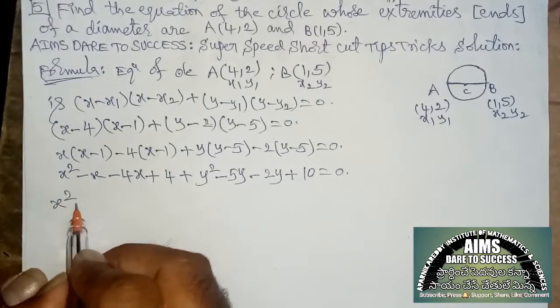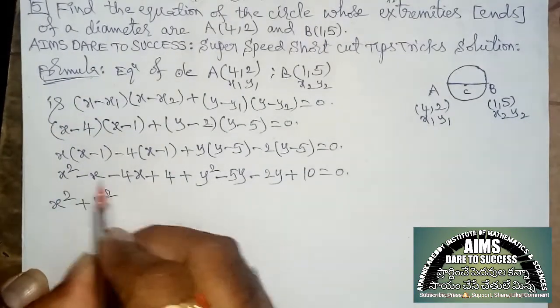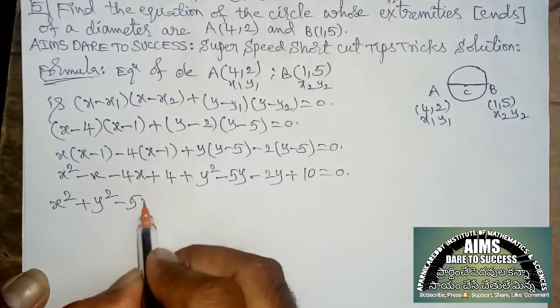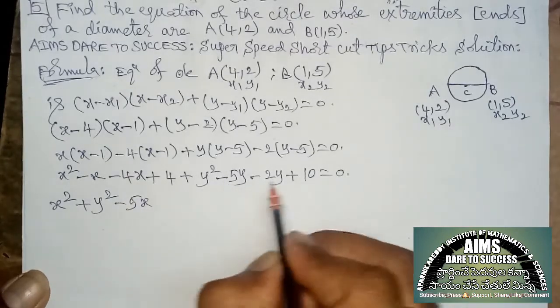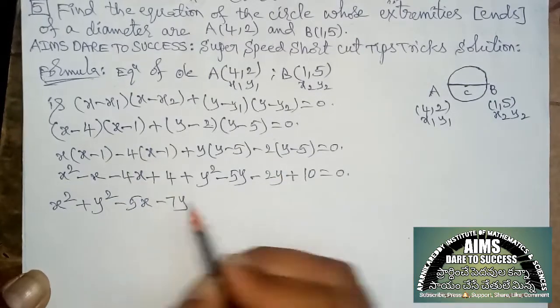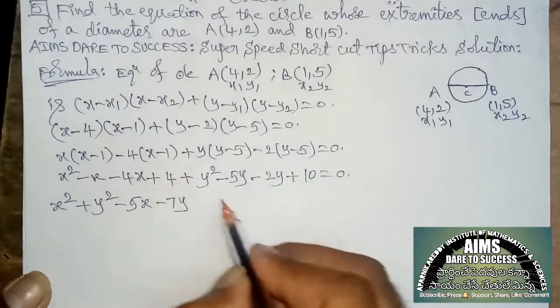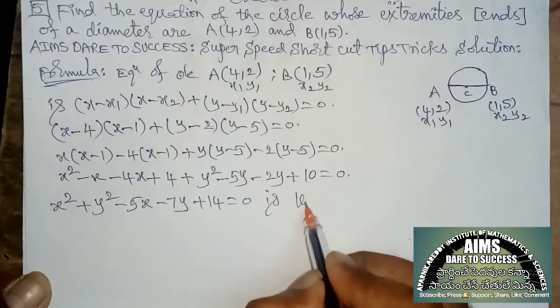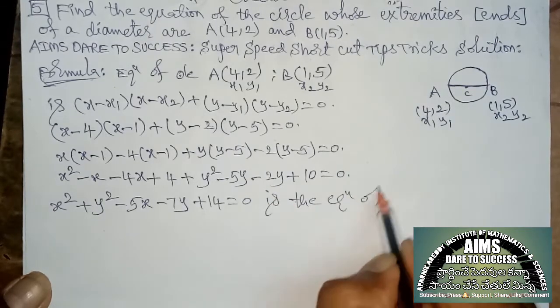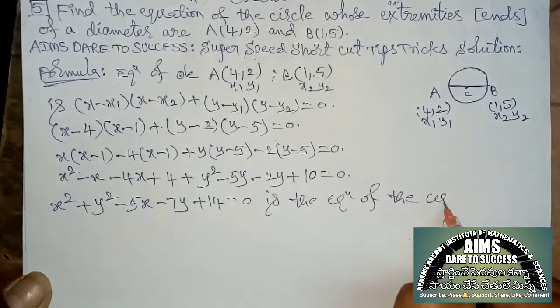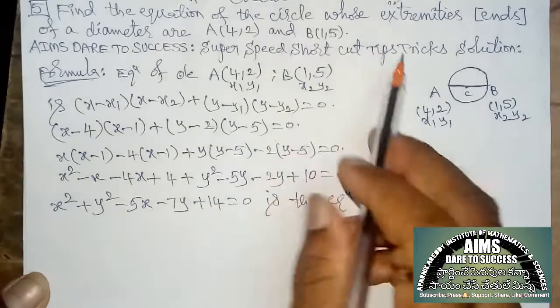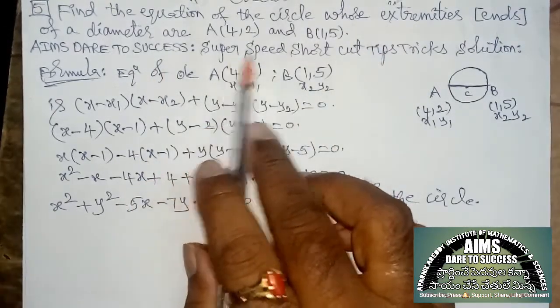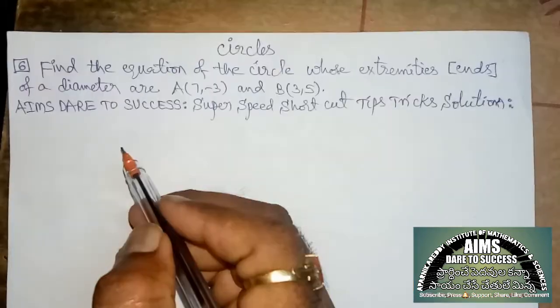Write serial-wise, we get x square plus y square, minus x minus 4x is minus 5x, minus 5y minus 2y is minus 7y. Next constants, 10 plus 4 is 14, is equal to 0 is the equation of the circle according to the given ends of the diameter, 4 comma 2 and 1 comma 5.